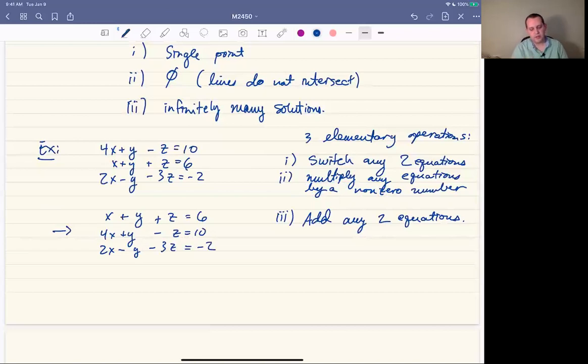And so what I want to do is multiply the top row by -4 and add it to the second row. I keep saying row. Take the top equation, multiply by -4, add it to the second equation. Take the top equation, multiply by -2, add it to the bottom equation.